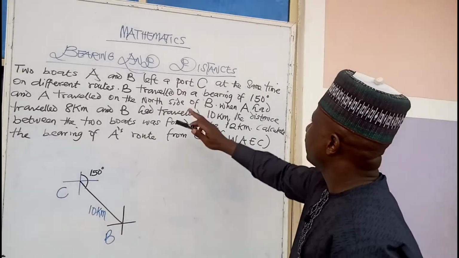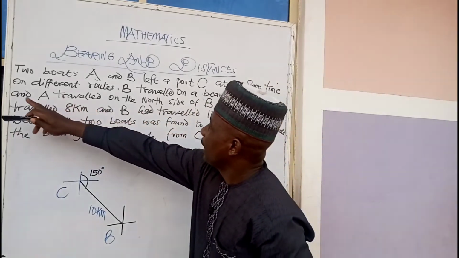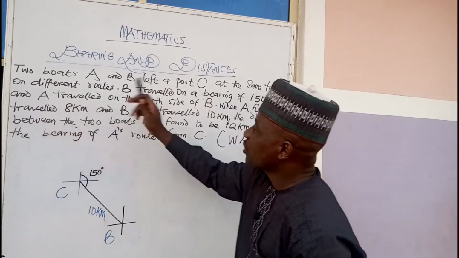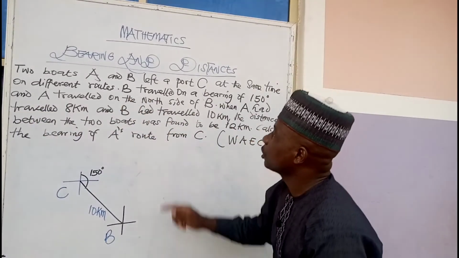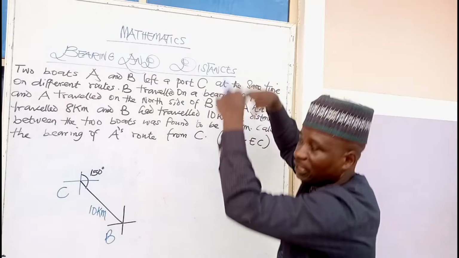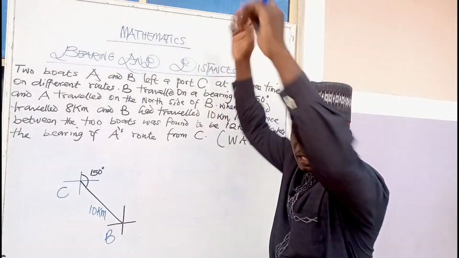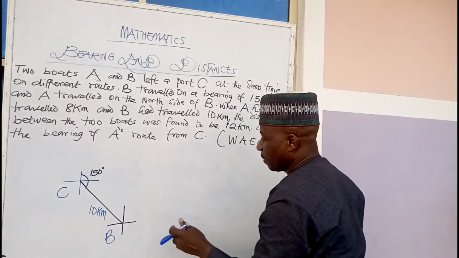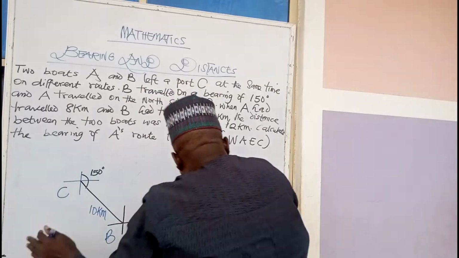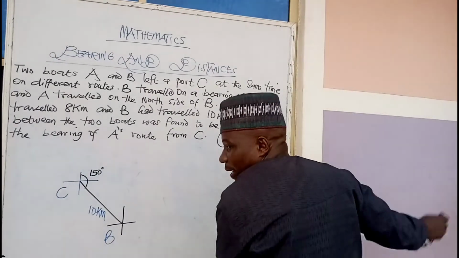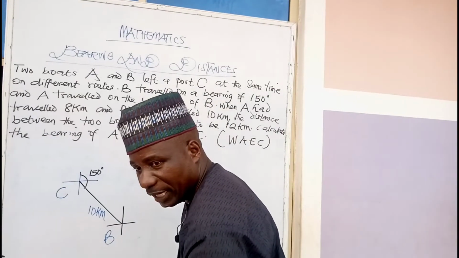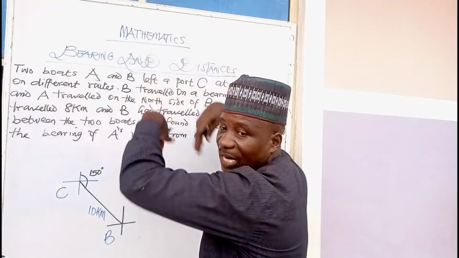Now, we move on. They said A traveled on the north side of B. Where is the north side of B? That is the north side of B. So this is the west side of B, right? That's the west side. And this is the east side of B. And this is the south side of B. Are you there? But they said north. So it means A traveled north of B.